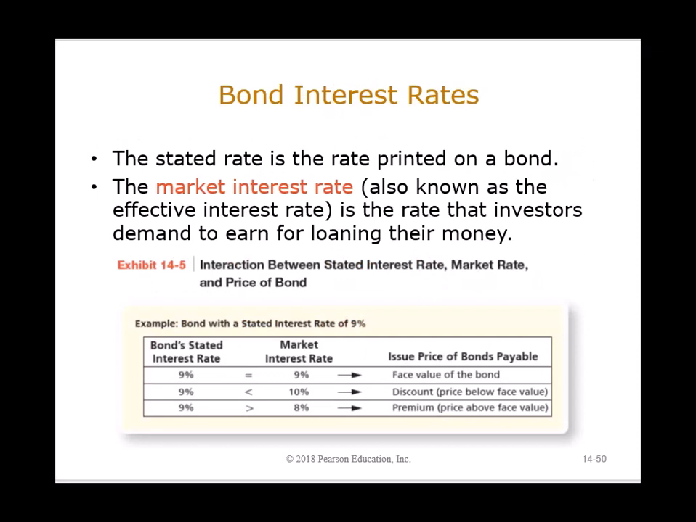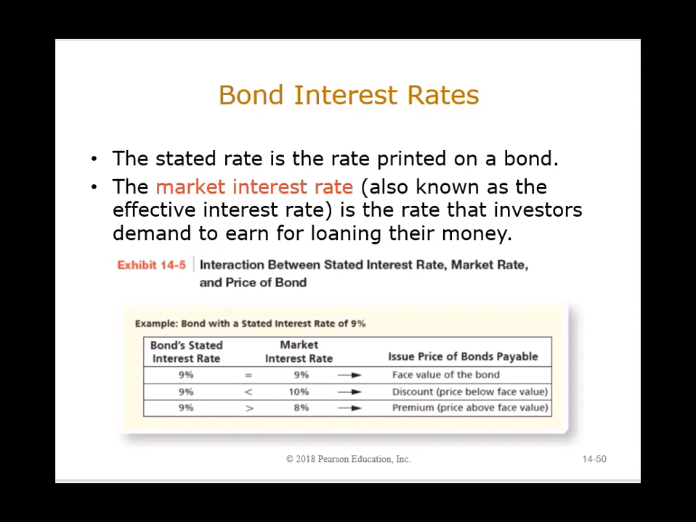Essentially, if a bond's stated interest rate is the same as the market rate for a similar investment, then it'll be issued at face value. Okay? If the bond's stated rate is less than what the market is paying, the bond will be issued at a discount. If the bond's stated interest rate is more than the market rate for a similar investment, then the bond will be issued at a premium. That is more than the face amount.